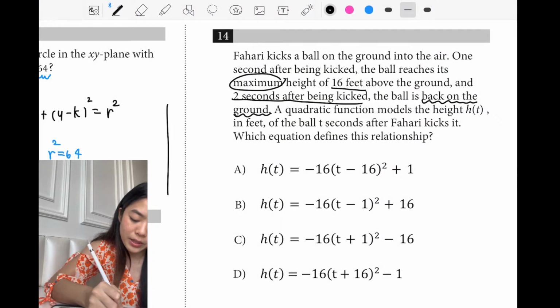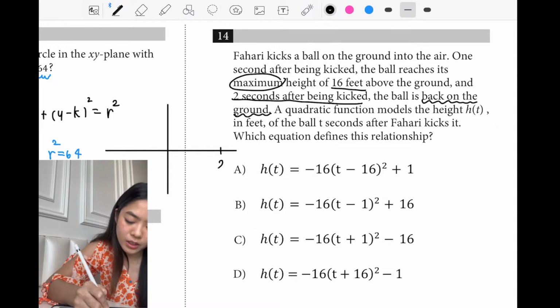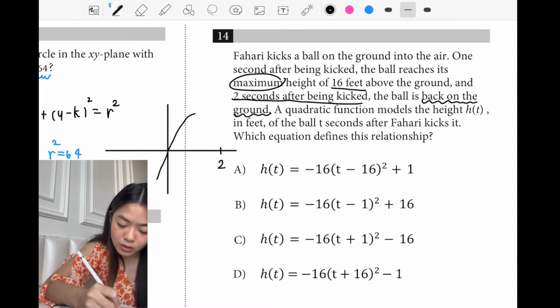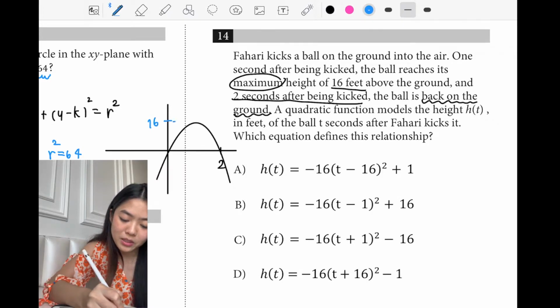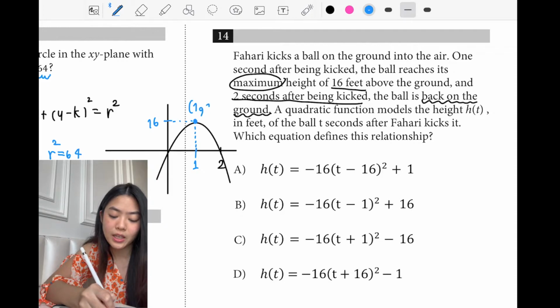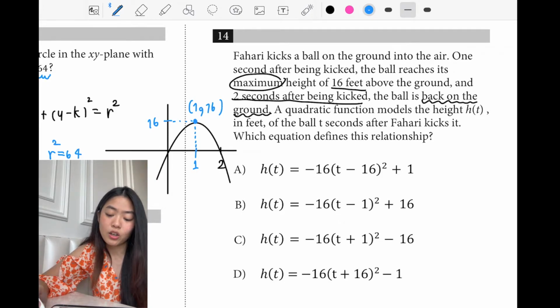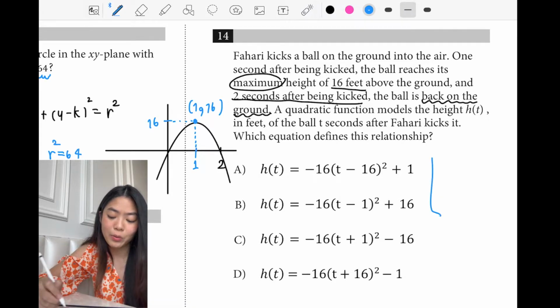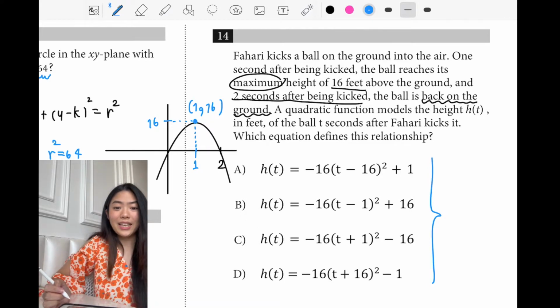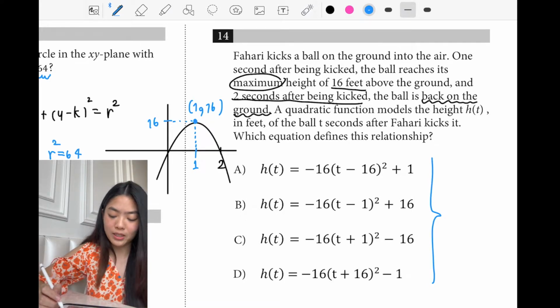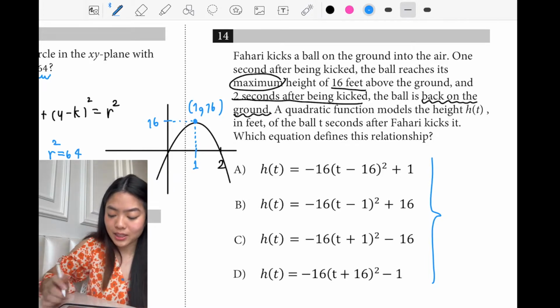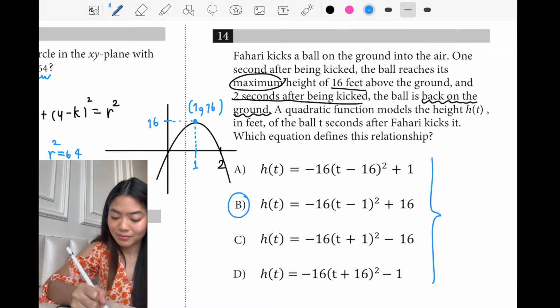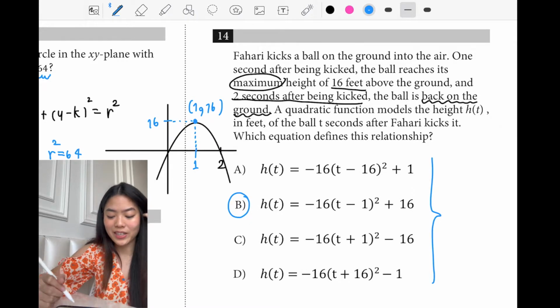Okay, so from here, in 2 seconds it is back already. So we can draw a graph, and then the maximum is 60 feet. Okay, so we know that the vertex here is represented as (1, 16), and it's concave down. So we can find which of the following choices has the vertex as (1, 16). As we can see here, (1, 16) would be B. Okay, therefore the answer is B.